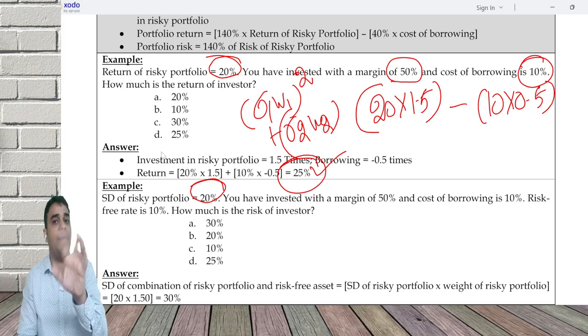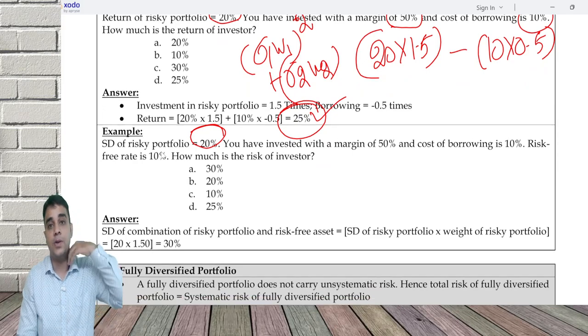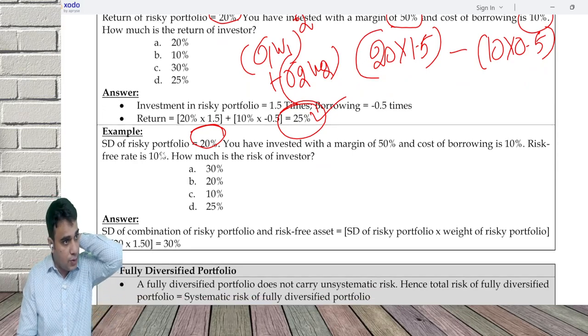In fact, this is not combining two securities. So I gave the formula sigma 1 W1, sigma 2 W2, sigma 3. Nothing like that. It's only sigma 1 W1. You have 1 rupee, but you're investing 2 rupee. How are you investing? By borrowing extra. Any doubts on this? Can we proceed?